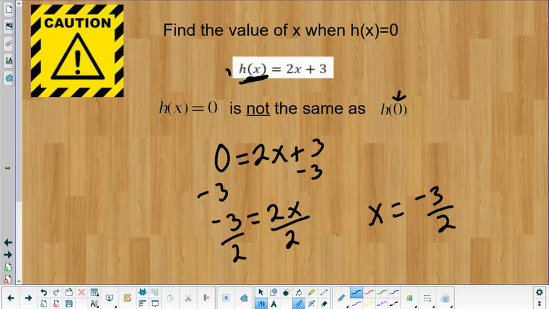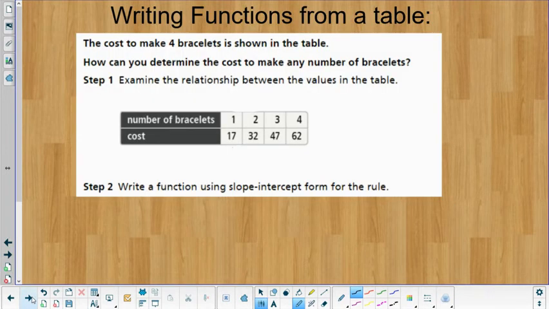So this one is not the same. So be careful. h of x, remember that's the y. It just goes into this side of the equation, whereas when it looks like this, it goes in for both. All right, so sometimes they give you a function table and they want you to come up with the equation. This is very similar to what we did in our last unit when we were talking about linear equations.